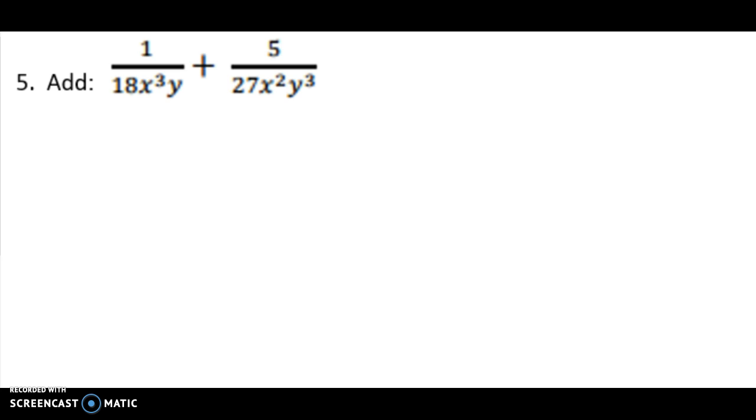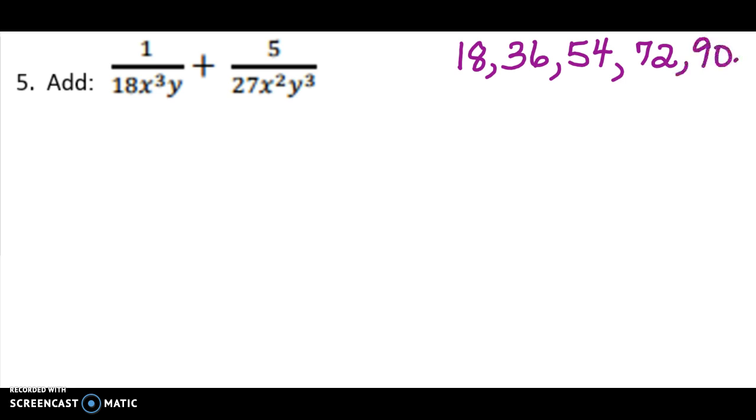So if we're counting by 18, we start with 18 and then 18 times 2 is 36. 18 times 3 is 54. 18 times 4 is 72. 18 times 5 is 90, and we'll stop there. Maybe we'll find a common multiple when we start listing our multiples of 27.